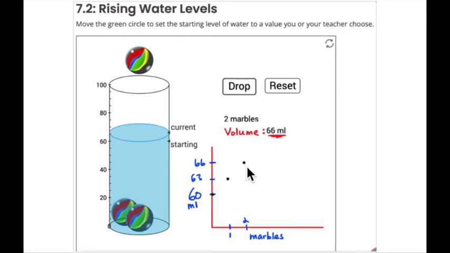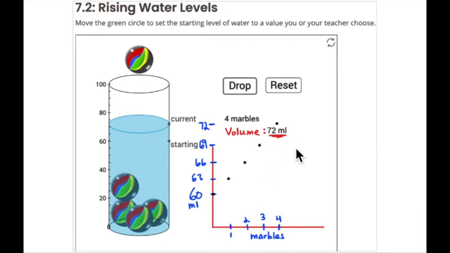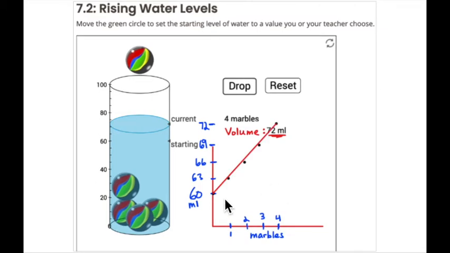Add 2 marbles, the change is 6 milliliters. So it's 3 milliliters for each marble. Add 3 marbles, the change is 9 milliliters. So it's 3 milliliters once again for each marble. Add 4 marbles, the change is 12 milliliters. 12 divided by 4 is 3. You draw a straight line, and notice that this line crosses the vertical axis, also called the y-intercept, at 60 milliliters, because this cylinder had 60 milliliters in it when we started.